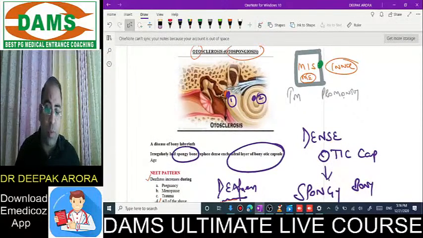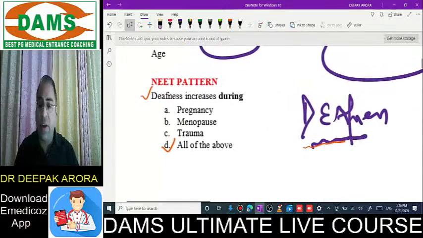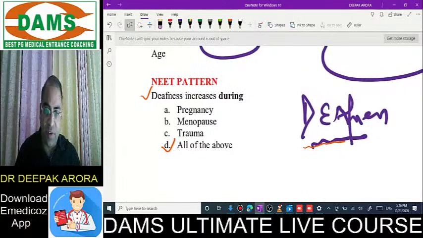It is an autosomal dominant condition in which the dense otic capsule is replaced by spongy bone. What is the presentation? Because your ear is involved, obviously it will be your deafness. The examiner can ask you, deafness increased during what? This was one of the recent MCQs in the NEET examination. The answer was all of the above.